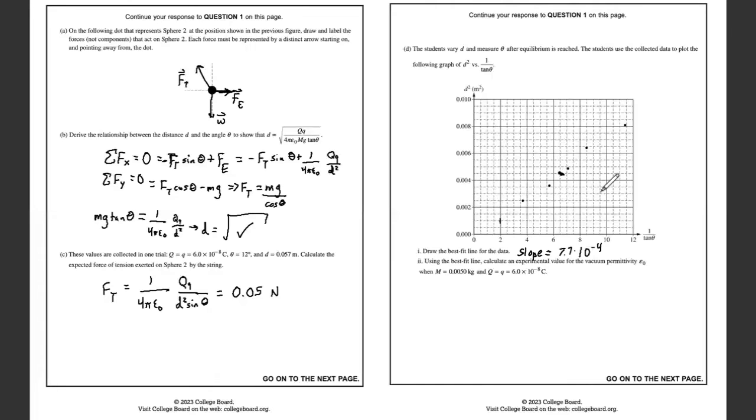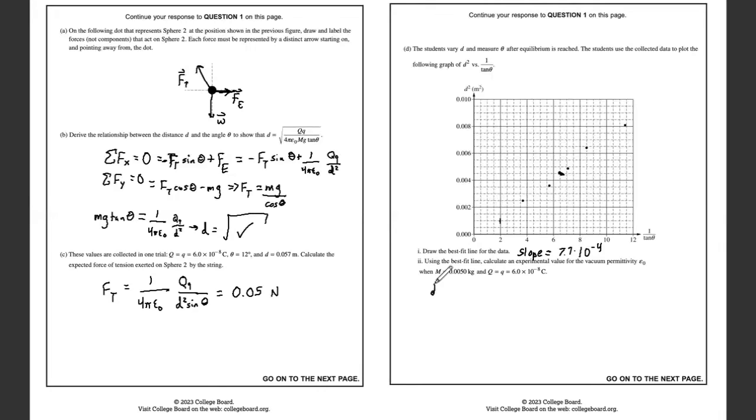But just as usual, make sure that you don't include 0, 0 unless your best fit line happens to fall through there. And when you're calculating the slope, do not use the provided 5 data points unless 2 of them are already on your line. Then you can use them. Good. So using the best fit line, find an experimental value for epsilon naught.